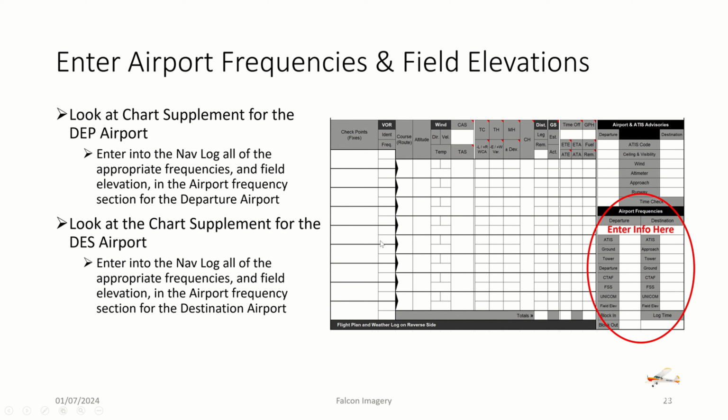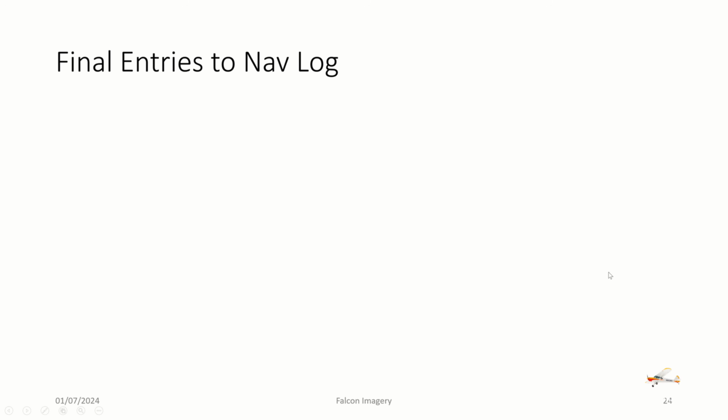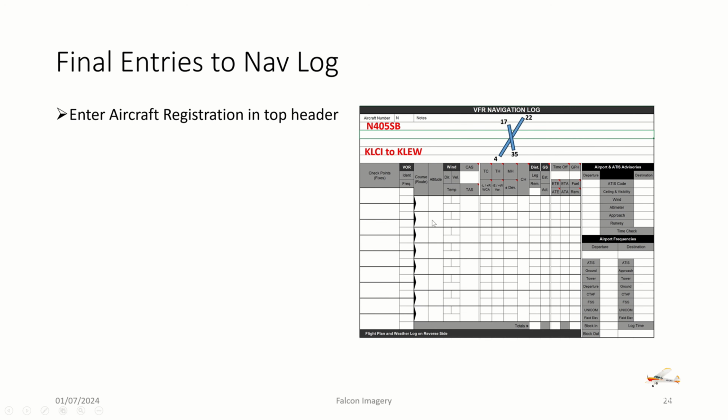Look at the chart supplement for the destination airport. Again, get all that information about it, enter that into the nav log. And then again, previously, you want to put in the departure airport's information. The final entries to the nav log: enter the aircraft's registration number at the top header, enter the departure and destination airports.